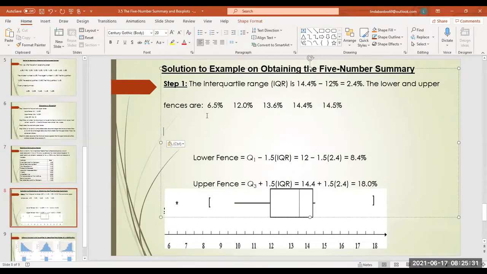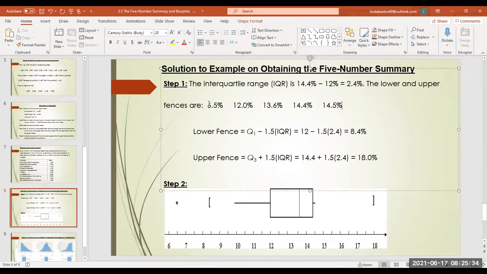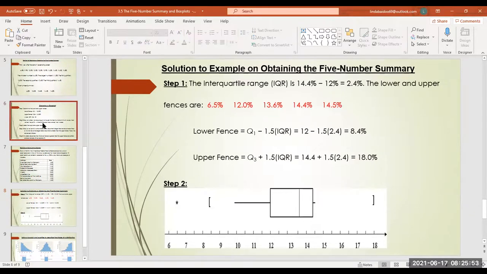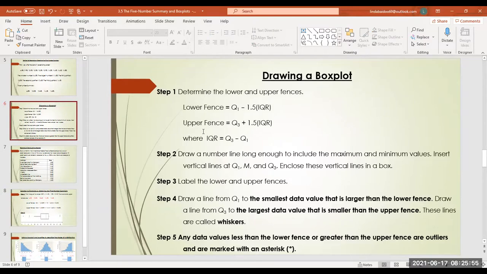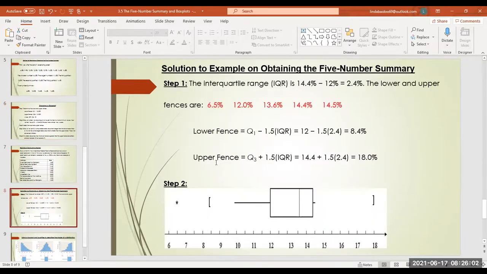These are our 5-number summary, which I have brought here just to guide us. From this 5-number summary, we are going to draw our box plot. I'm making it red so that we know that that is just the 5-number summary. According to the steps in drawing a box plot, the first one is to look for your lower fence and upper fence. As we look for the lower fence and upper fence, we are using IQR. That means we have to find IQR.